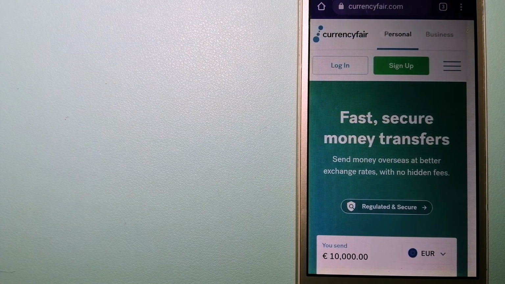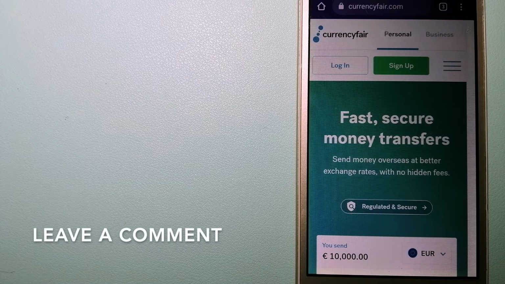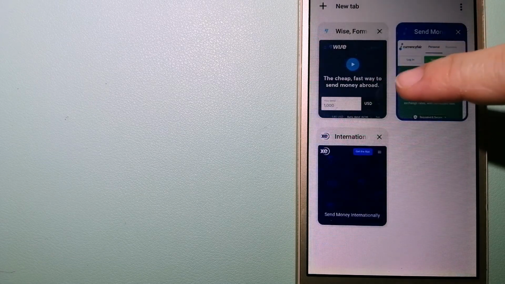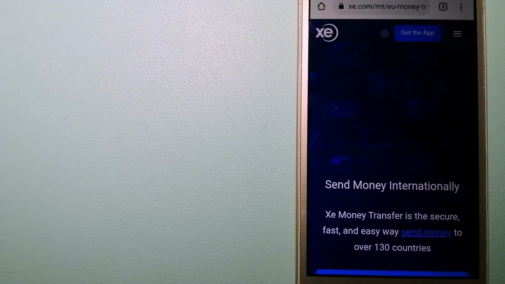The second option is CurrencyFair. This is a P2P online marketplace that allows individuals and businesses to exchange currencies and send funds to bank accounts worldwide. It uses a unique person-to-person international money transfer to facilitate currency exchange between users in a simple and anonymous fashion. For more information on CurrencyFair, just check the video description.